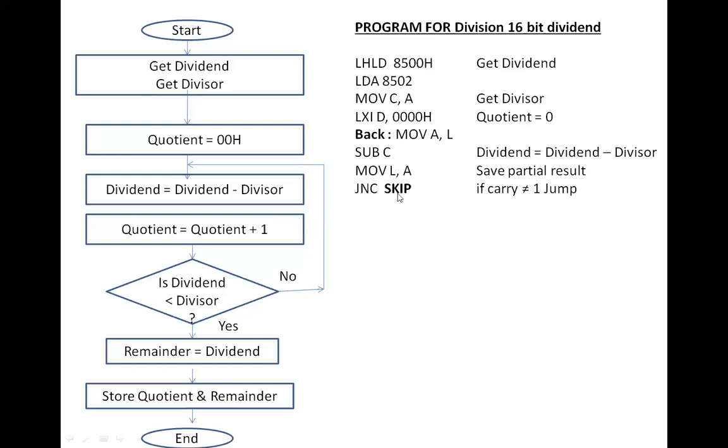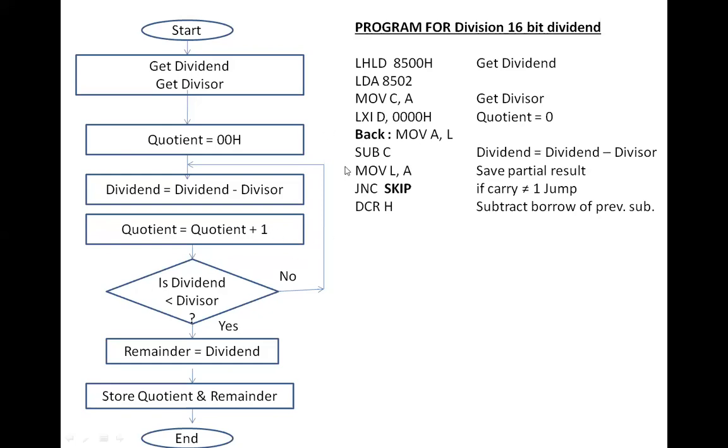So if carry is not generated, we will skip. If the carry is not 1, it means the accumulator content is more than the divisor, which means the dividend content is more than the divisor. So it will jump on no carry. Where will it jump? It will jump to the skip. What is a skip? We will discuss it later on.